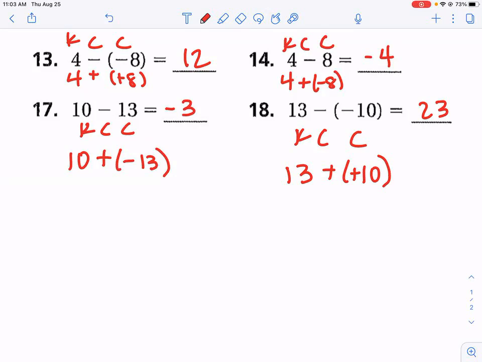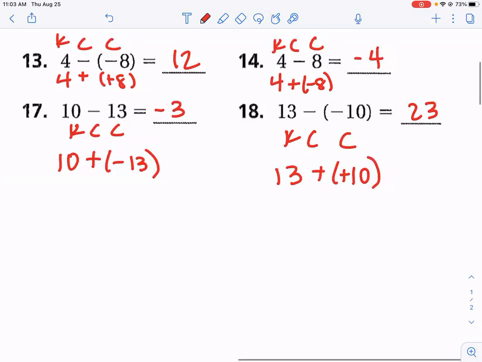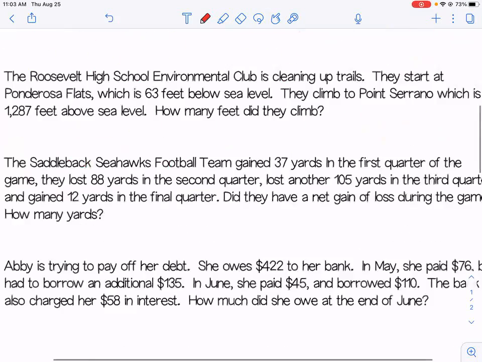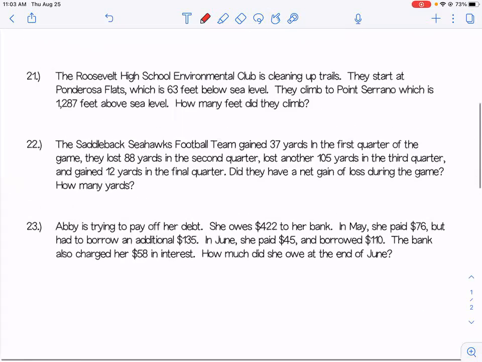Now, in your homework tonight, you're going to have a couple problems that have words. Oh my gosh, words. So take that pink sheet and flip it over to the back. And on the back at the bottom, you see these three problems. Okay, so I want to look at number 22.